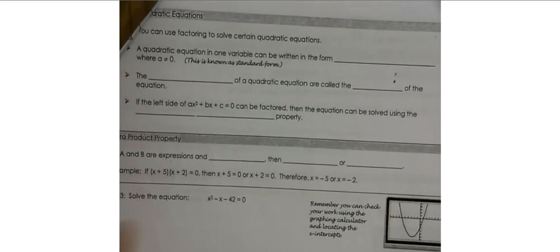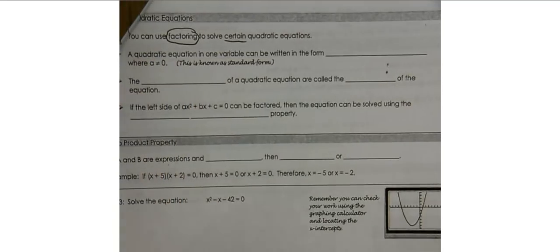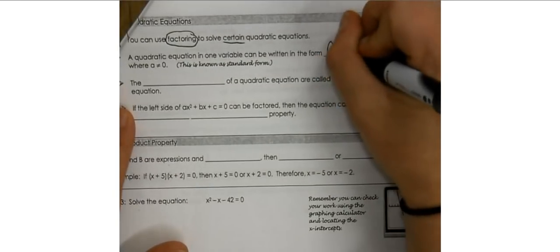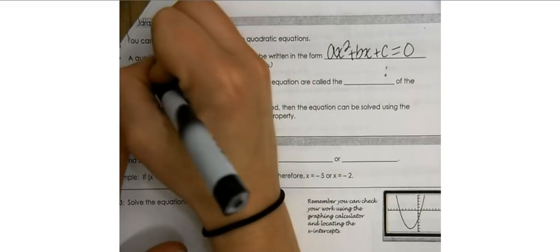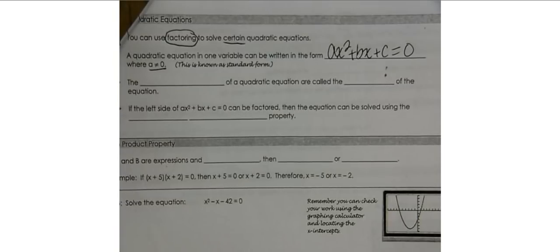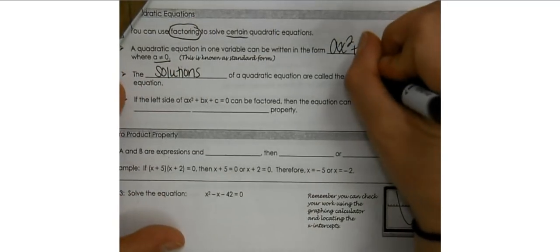Here we go. So now we're going to solve quadratic equations, and you can use factoring to solve certain quadratic equations. So we can factor only the ones that are factorable. A quadratic equation in one variable can be written as ax squared plus bx plus c equals 0, where a is not equal to 0. This is considered standard form. And the solutions of the quadratic equation are called the roots of the equation.